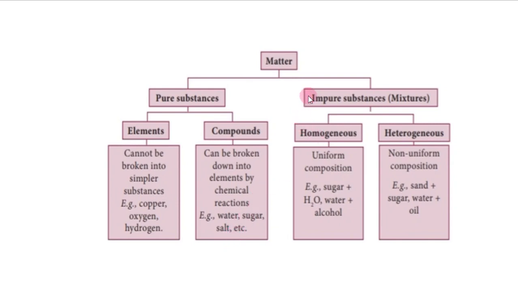So today we are going to discuss the next classification, that is, impure substance. Matter is classified into two types: pure substance and impure substance. This impure substance is otherwise called a mixture. Two or more substances mixed together is a mixture.